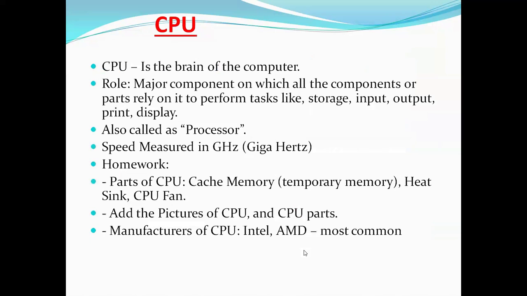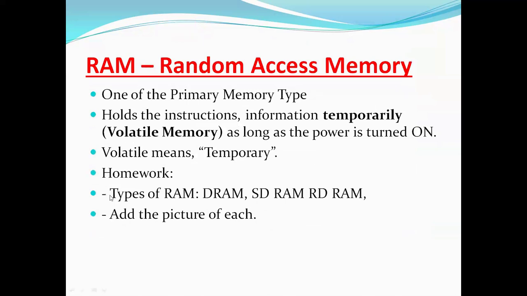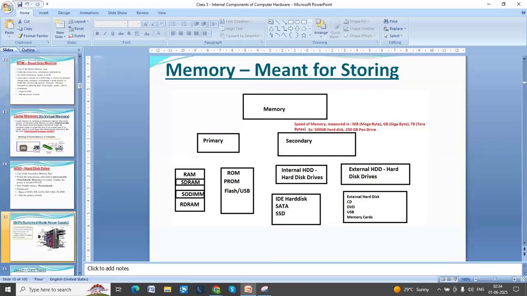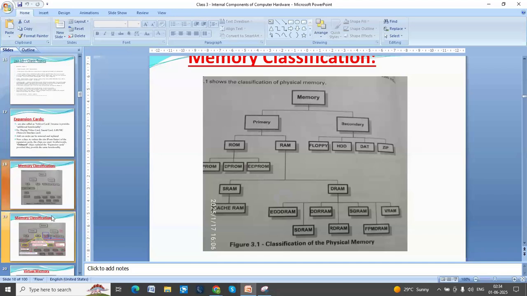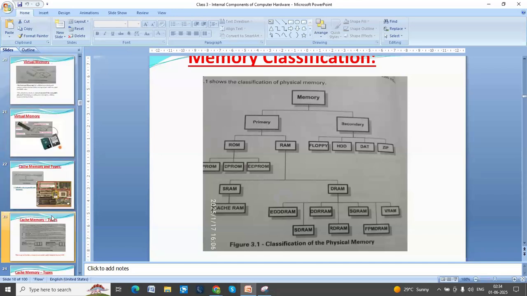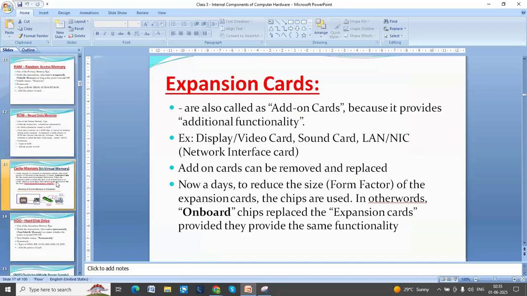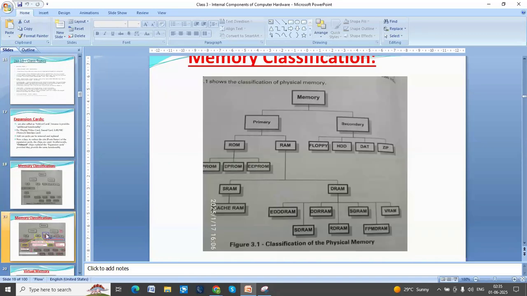Now coming to the CPU, we discussed this. The cache memory, virtual memory, this entire set of notes I'll share with you. The RAM part, the types of RAM are DRAM, SDRAM, RDRAM. That will come in the later picture. This is just the introduction, and the explanation comes later.